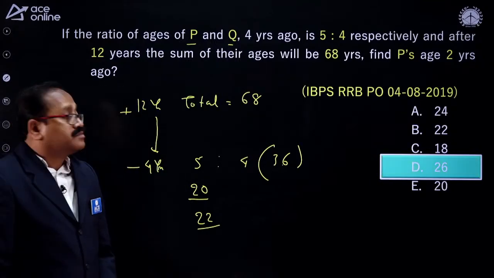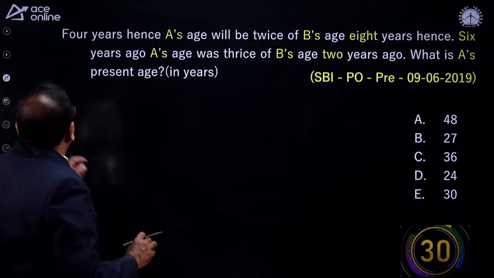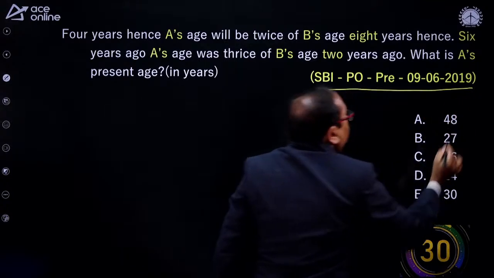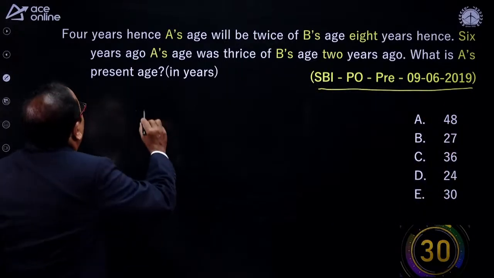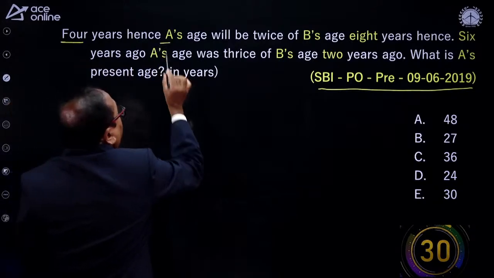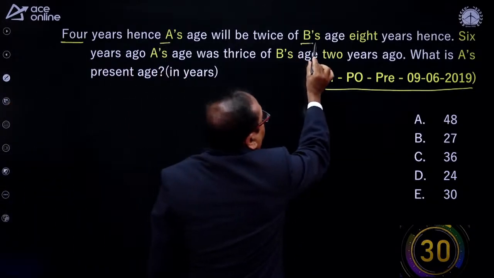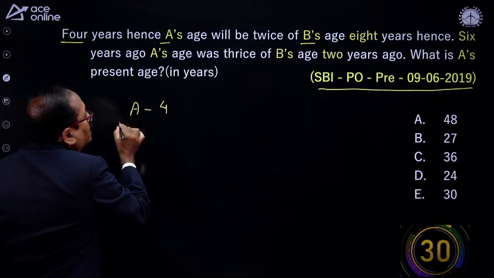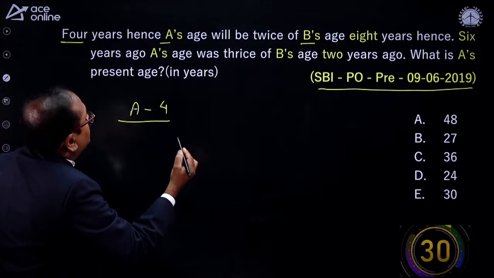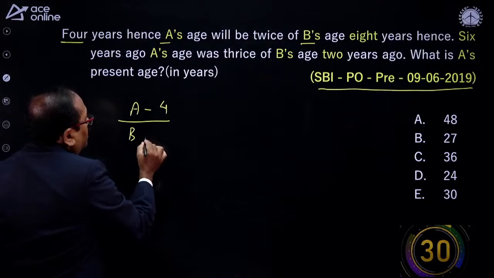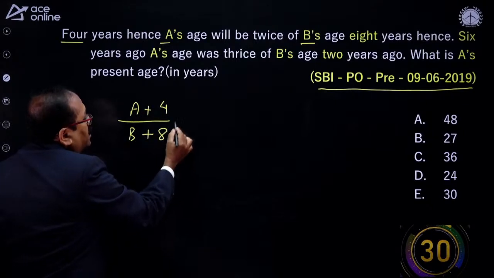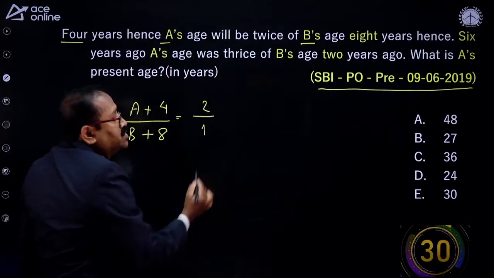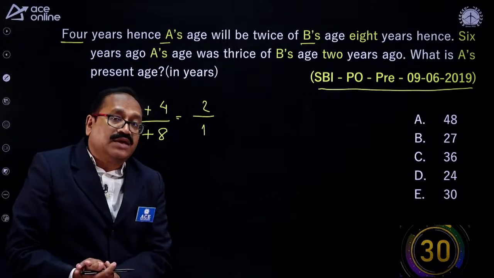Moving on to the next question. Look at this problem on ages from the frequently asked section here. That is SBI PO prelim on this particular date. What is the question? Come on, my friends. 4 years hence, A's age will be twice of B's age 8 years hence. So 4 years hence, A plus 4, by B's age 8 years hence, so B plus 8. A's age will be twice of B's age. That is nothing but 2:1. From here I will get one equation with A and B.